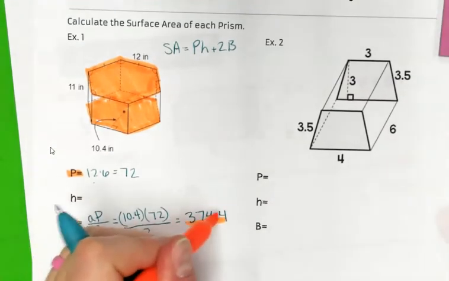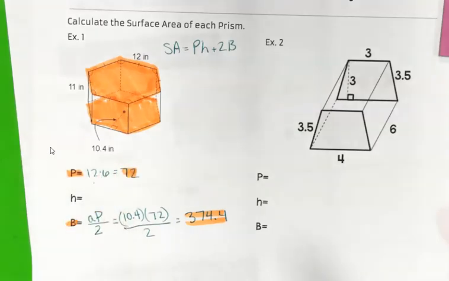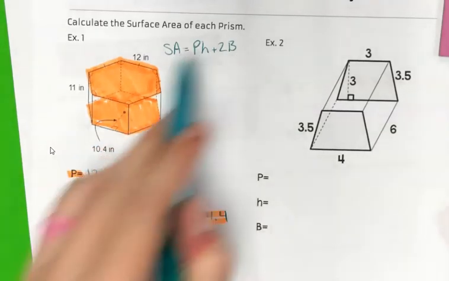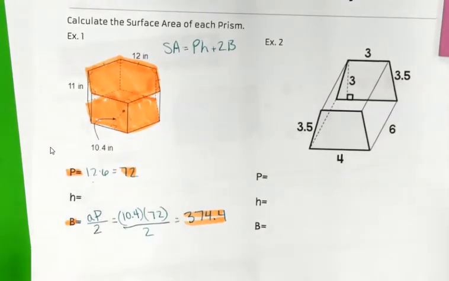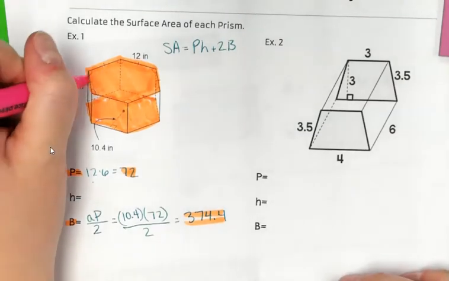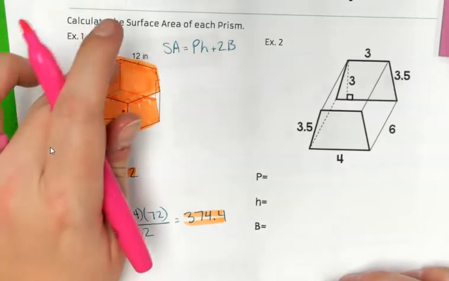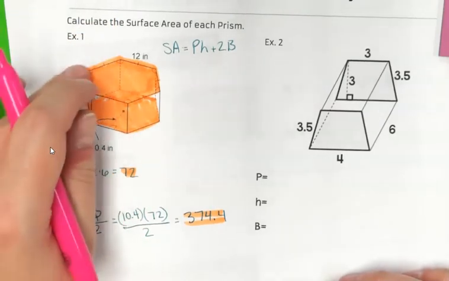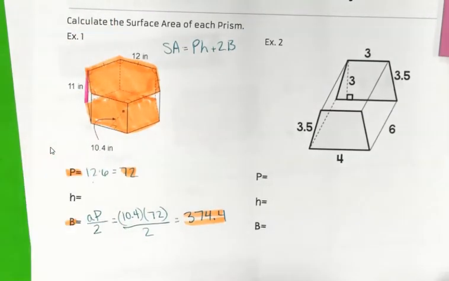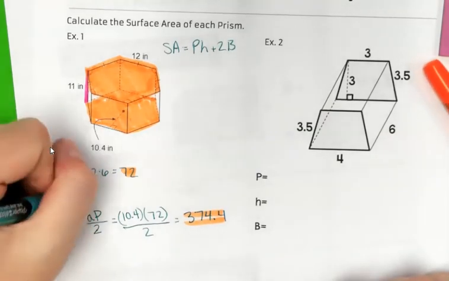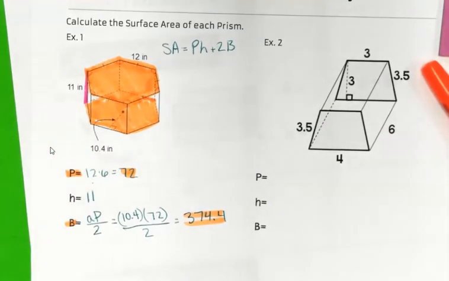And now that I have the perimeter and the area of the base, I can go through and find my height, which is how far apart are my two bases. There's a hexagon up here, and there's another hexagon 11 inches away. So the height will be 11.